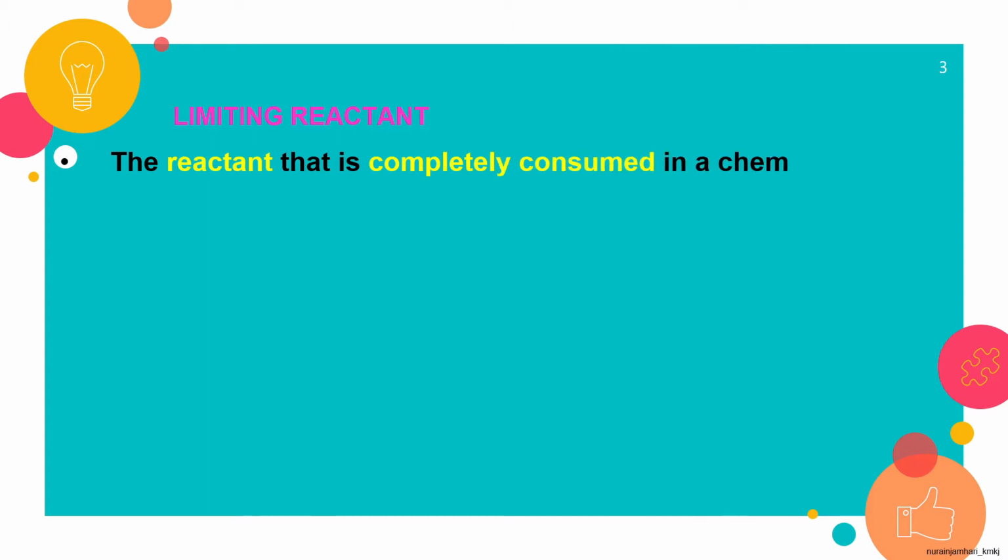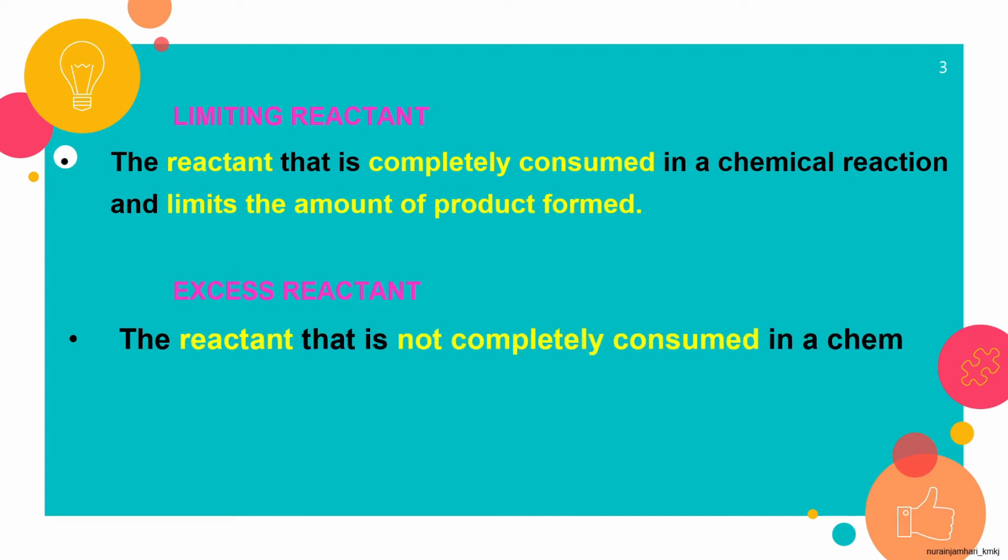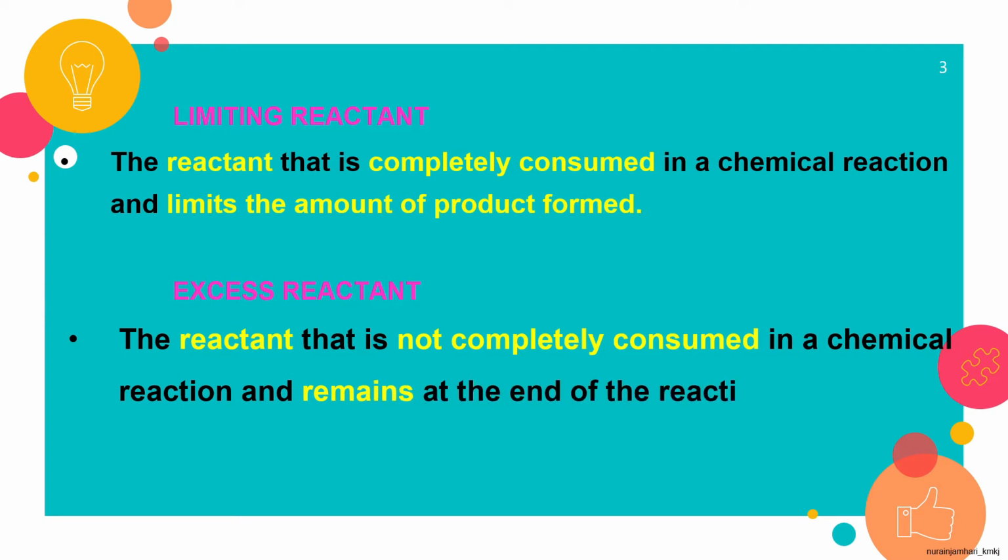Let's look at the definition of limiting reactant first. Limiting reactant is the reactant that is completely consumed in a chemical reaction and limits the amount of product formed. Excess reactant. Excess reactant is the reactant that is not completely consumed in a chemical reaction and remains at the end of the reaction.